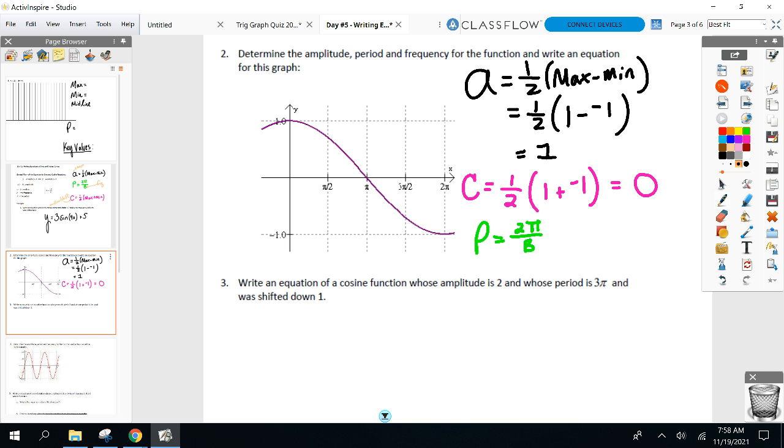I get it. It ends at 2 pi, but that's not a full curve. Where do you think it would end? 4 pi? Everyone agree. Half of it's at 2 pi. It's going to end at 4 pi. So there's your period. 4 pi. Plug it in. 4 pi equals 2 pi over B. This is what we just went over on the quiz.